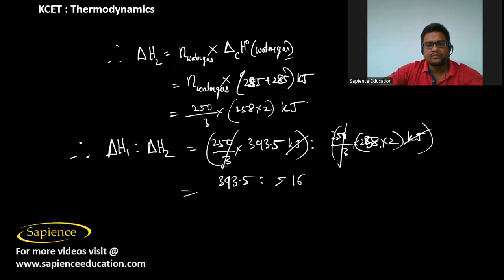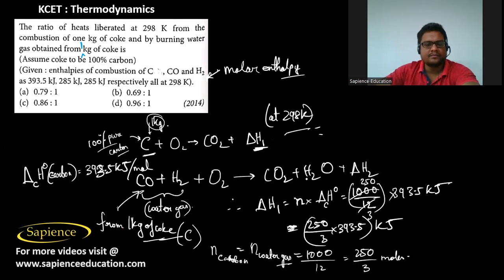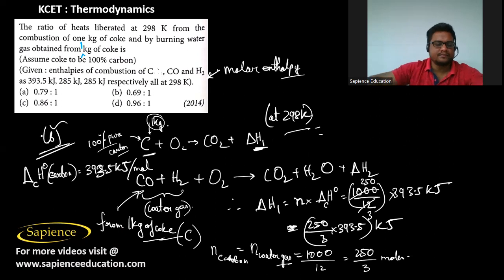Sorry, this is 285. This is not 258, this is 285. So 2 5 is the 10, 2 8 is 16, 17, 2 to the 4, 570. Okay. 393.5 is to 570. So this will be approximately equal to 0.69 is to 1. So option B is the correct answer.